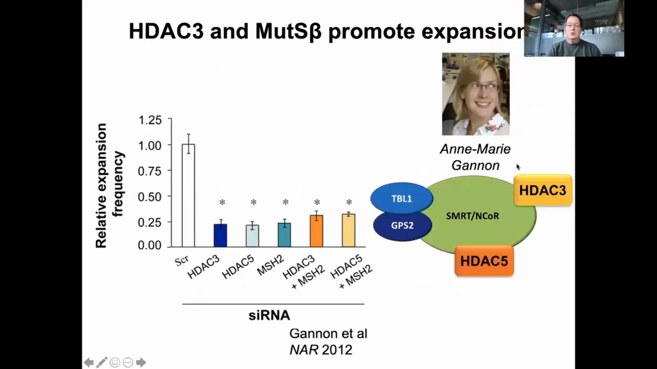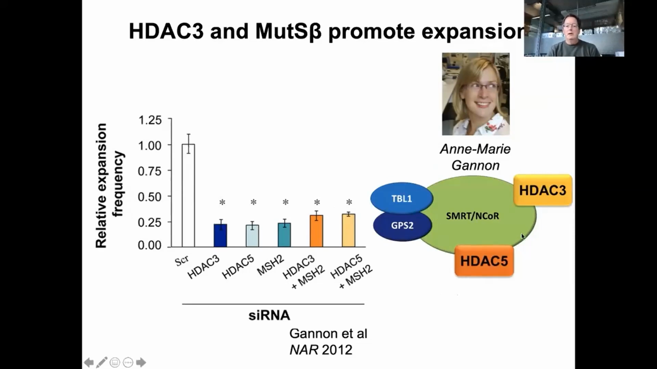So do the two proteins talk to each other? Does HDAC3 work with mu-beta somehow to promote expansions? And the work of Anne-Marie Gannon says, yes, that's correct. So again, here looking at siRNA knockdowns and measuring expansions, you can see that in purple, the HDAC3 knockdown is very potent at blocking expansions as shown earlier. In teal is knockdown of MSH2, one of the two subunits of mu-beta. And in orange is a double knockdown, simultaneously ablating both HDAC3 and mu-beta. And you can see there's no further decrease here. And that's consistent with the idea that HDAC3 and mu-beta work in the same pathway to drive expansions.